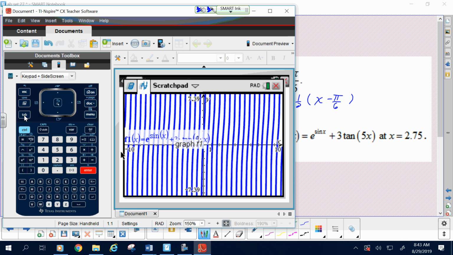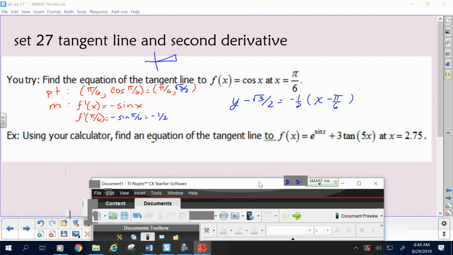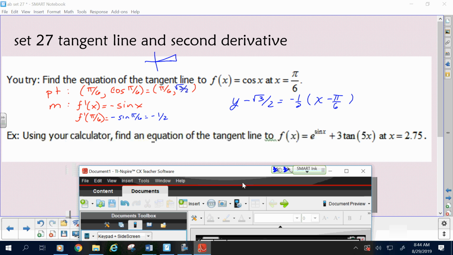Okay. So go back to the home screen now, and same kind of idea. What are the really just 3 steps to a tangent line? Point, slope, point, slope. So how do we find the point? Yeah, we need f at 2.75. So evaluate the function at 2.75.